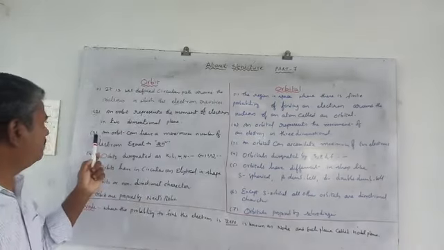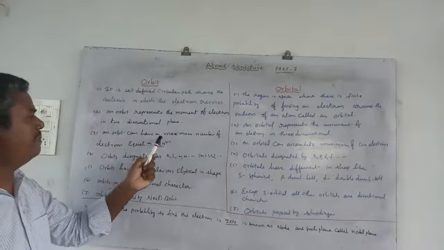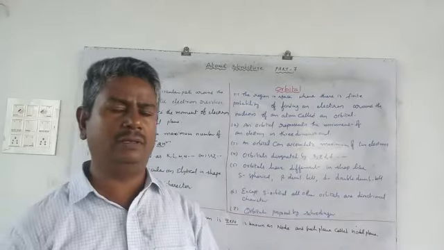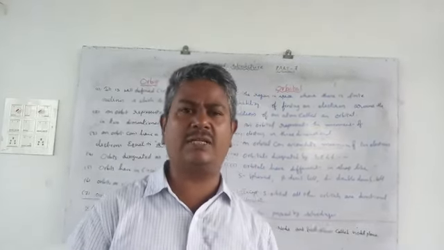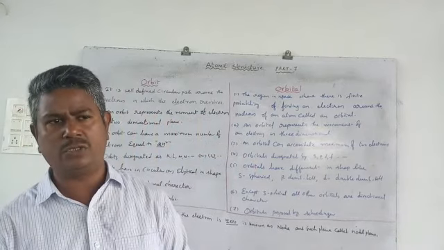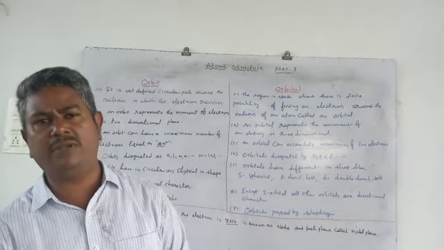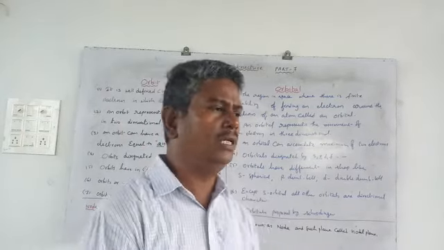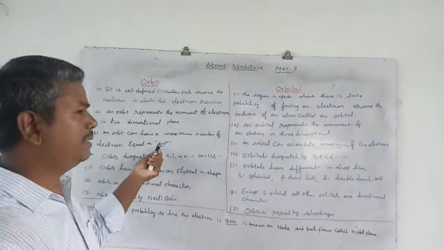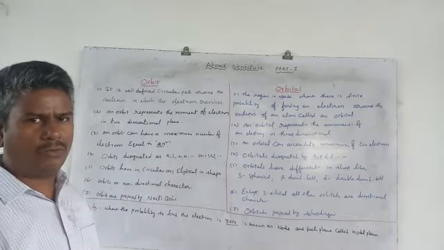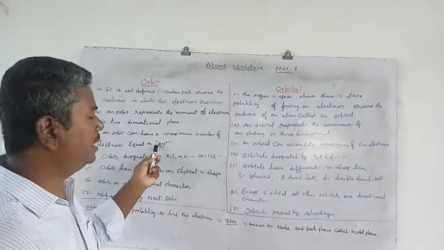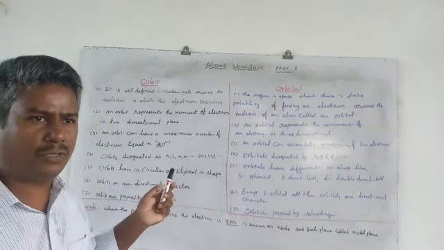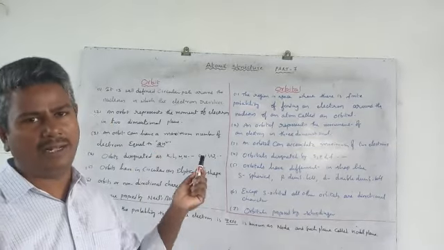Okay. Next one. An orbit can have a maximum number of electrons equal to 2n square. That we already discussed in the case of the principal quantum number. So the maximum number of electrons accommodated in an orbit is 2n square. If n equals 1, the maximum number of electrons is 2. Whereas n equals 2, 2 into 4 is 8. That means the second orbit can accommodate 8 electrons, whereas the third orbit accommodates 18 electrons, like that.